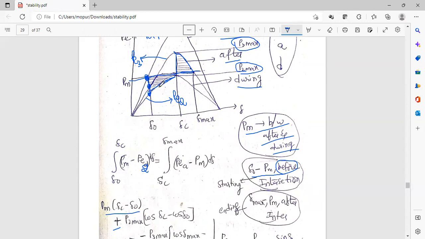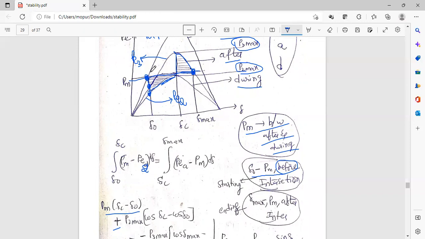You should not take the area from here. We should take the area from here. So the intersection is the starting point, and the ending point is delta max. That is this delta max, PM, after the intersection of the after graph. This is the intersection point of delta max and PM with the after graph.